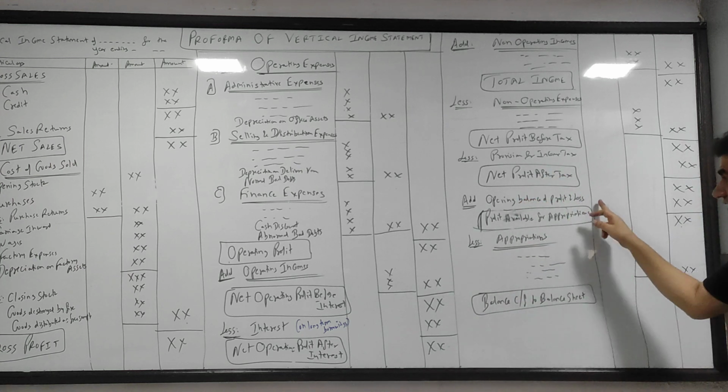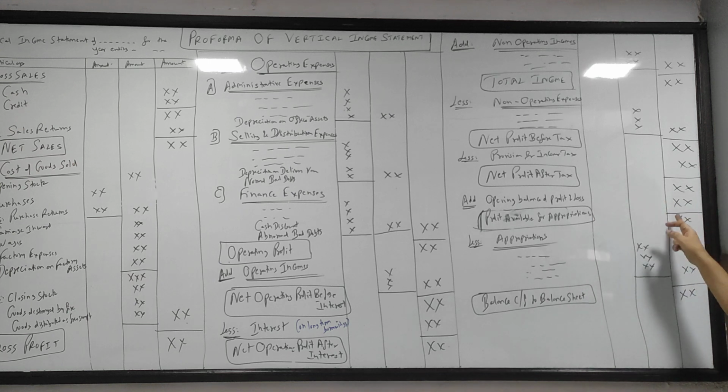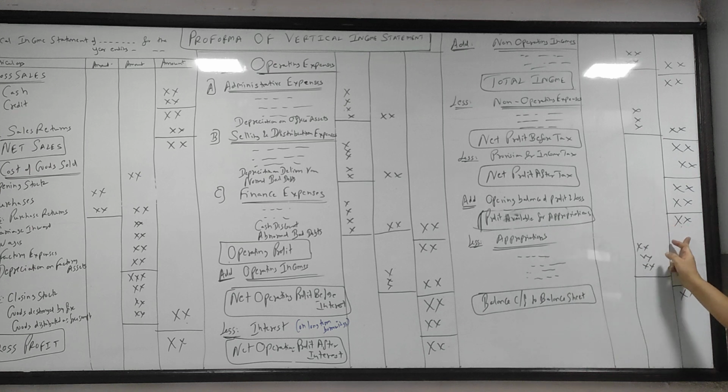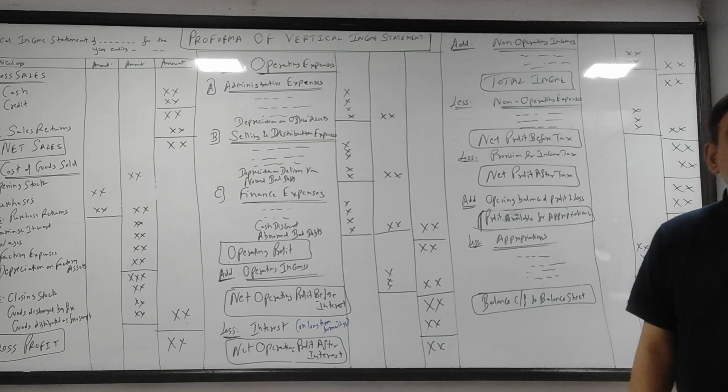If there is appropriation, to this add opening balance of P&L. This plus this gives you profit available for appropriations. From that, deduct appropriations. And after deducting appropriation, what you get is your balance carried forward to balance sheet.